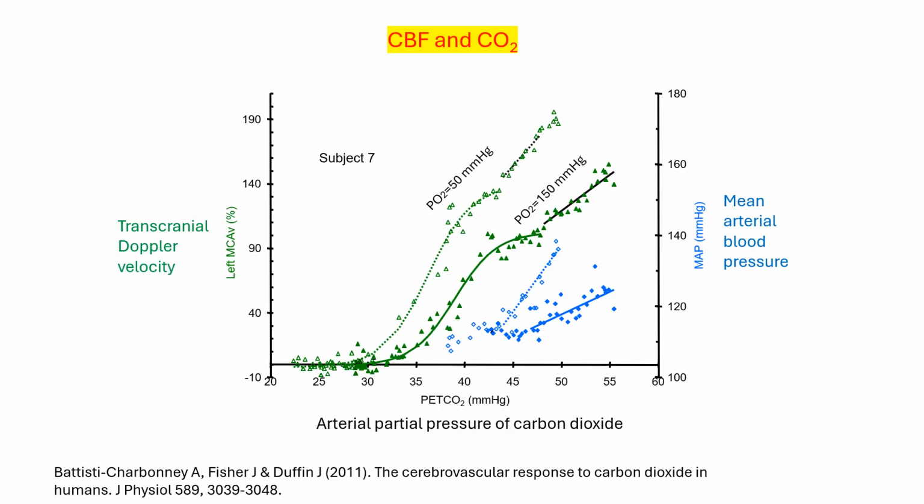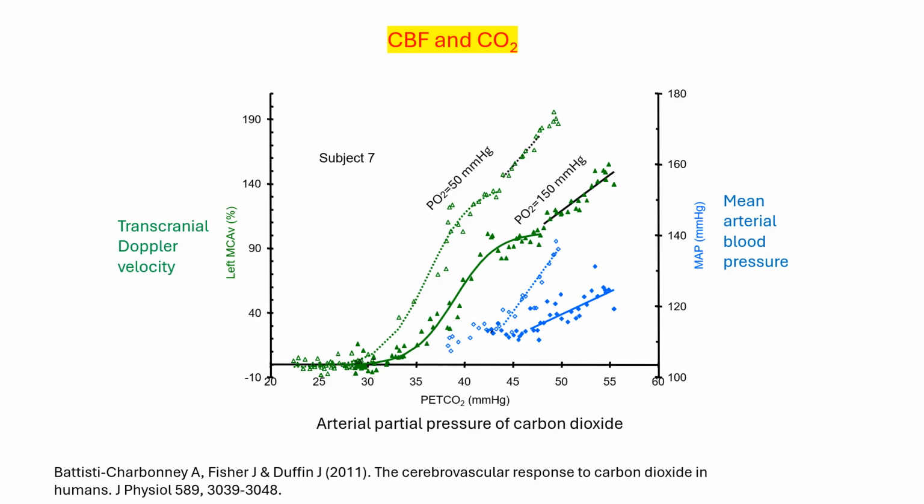Cerebral blood flow is affected by carbon dioxide. This graph shows the increase in blood flow velocity in the middle cerebral artery measured with transcranial Doppler, TCD for short. As the arterial partial pressure of CO2 increases from 25 millimeters of mercury in hypocapnia to 55 millimeters of mercury in hypercapnia, the middle cerebral artery velocity increases in a sigmoidal fashion. You can see by comparing the fitted solid and dotted lines that hypoxia enhances the response to CO2.